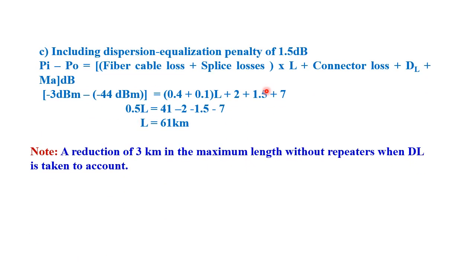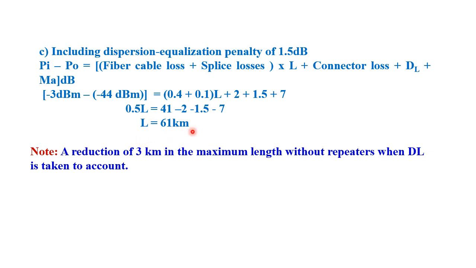And for the third case, we'll be considering a dispersion equalization penalty of 1.5 dB. So that has to be considered. So here we can just add it here, 1.5 is added. The remaining formula is the same. So from this we can find out the maximum length that is allowed between transmitter and receiver. That is 61 kilometer.